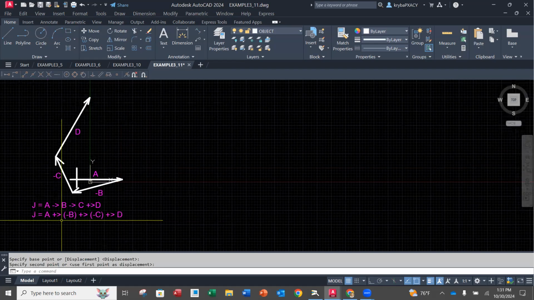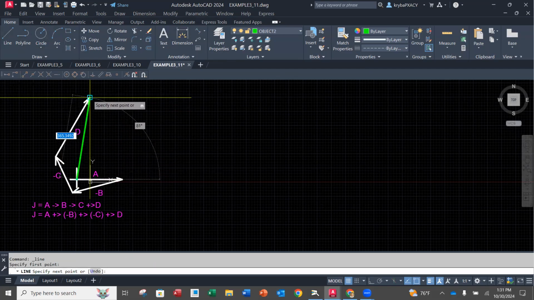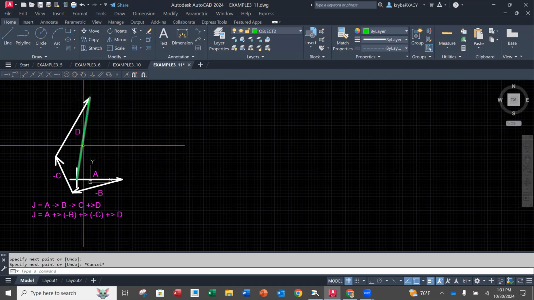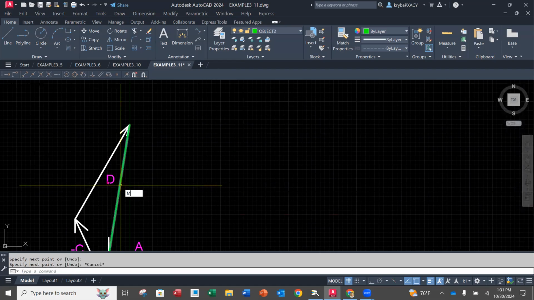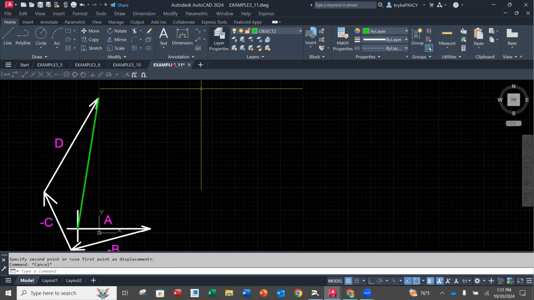All right, so that is the right-hand side of my equation, A minus B minus C plus D. I'm going to change my layer and draw my line going from the origin to the tip of D, which is my last arrowhead. I'm going to move D to the outside here, and then we're going to add the arrowhead here.